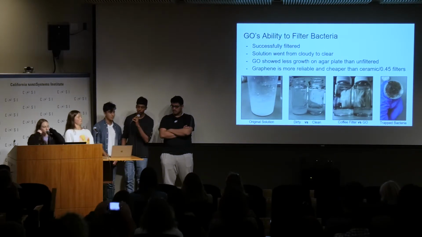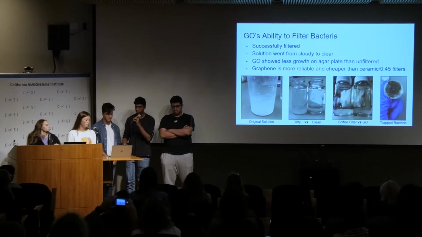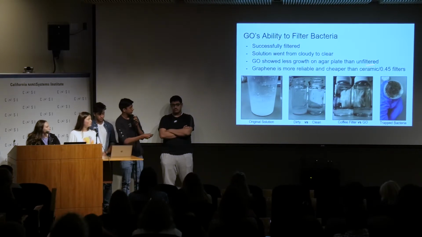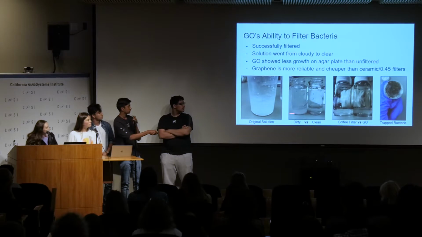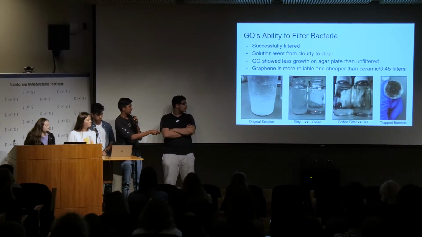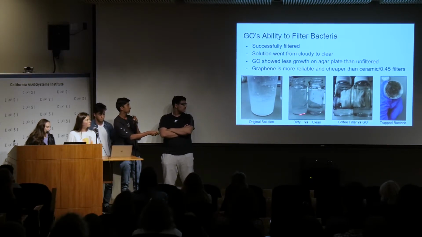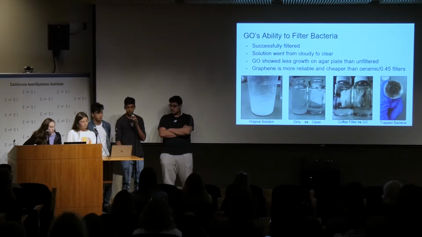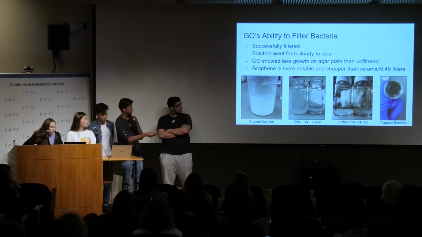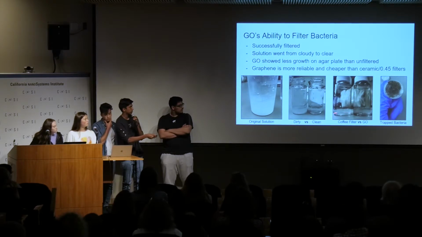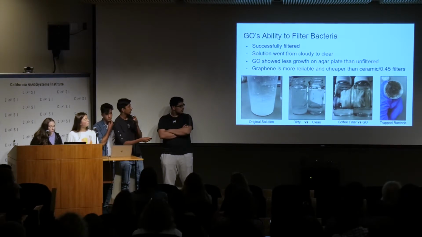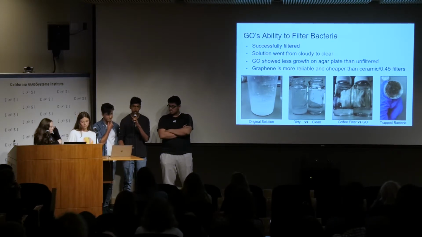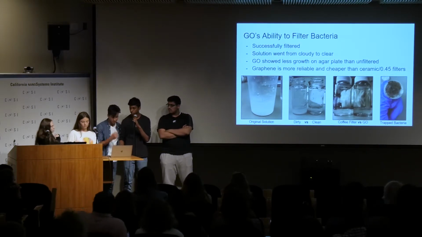So the next solution that we decided to filter was the bacteria, and in this one we just used a visual analysis to see how successful we were. And you can see that's the original solution there with some bacteria mixed in, and that's the after we pushed it through our filter. So it's significantly less murky. And just to prove that it wasn't the coffee filter and it was our membrane that was working, we also pushed it through just the coffee filter, and you can see there's very little difference. So this just kind of proves that on a smaller scale, graphene is more reliable than the current uses for filtering bacteria.